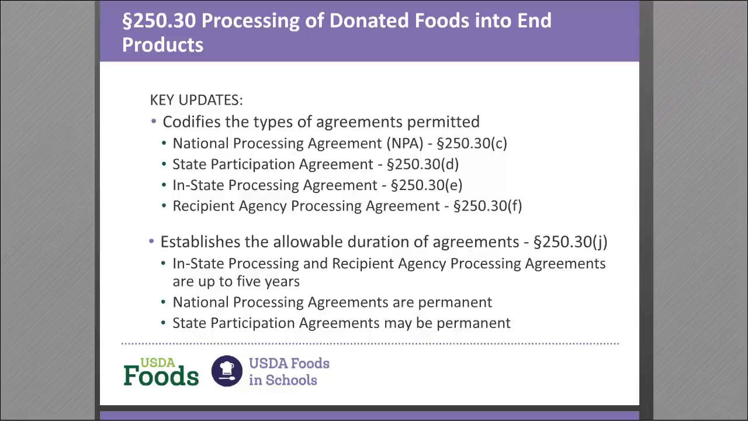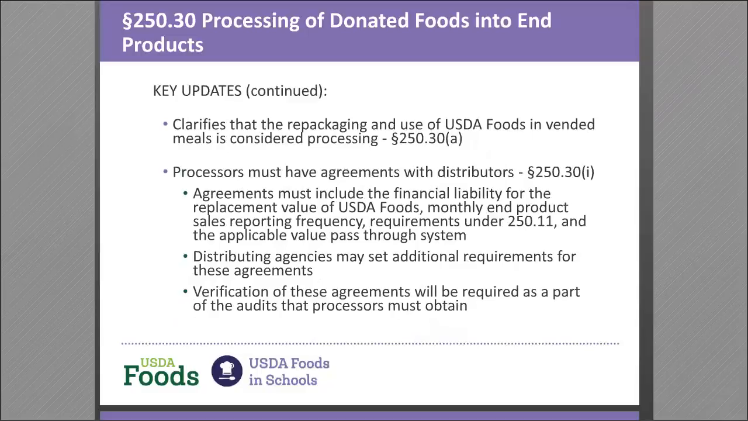The final rule makes national processing agreements permanent and permits states to make state participation agreements permanent as well, with amendments to be made as needed, for example, when new subcontractors are added. There are two other updates in 250.30 that we want to mention.